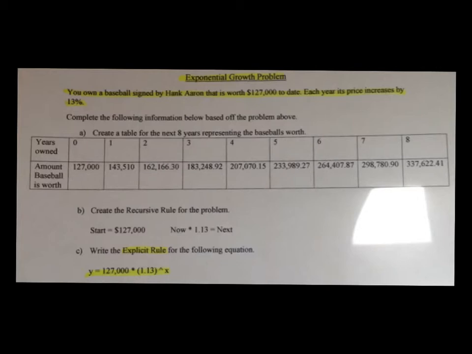Now that we have those two equations, we can now use them to fill in the table. I will go ahead and use the recursive rule because it will be easier to understand. The start, or 0, will be 127,000 because you have not yet had the baseball for a year.